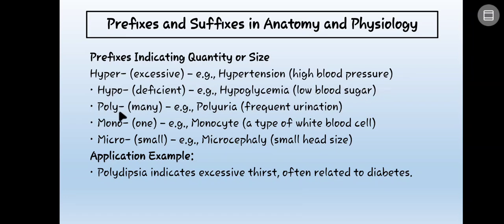Poly in anatomy and physiology means many. Example, polyuria, meaning frequent urination. If you see poly, it means many. Mono in anatomy and physiology as a prefix means one. So when you hear the word monocyte, it means a type of white blood cell, with mono meaning one.